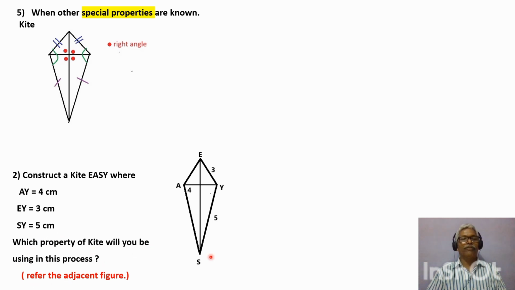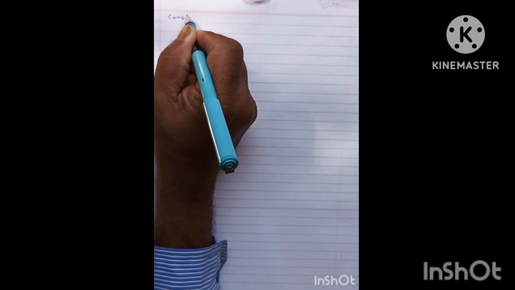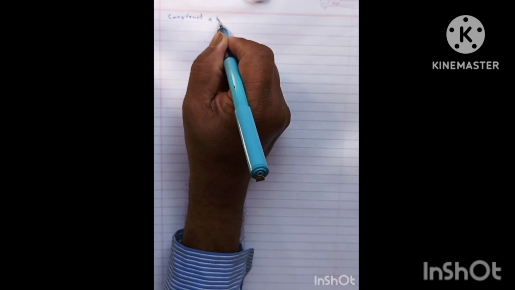Refer to the adjacent figure. So this figure is given: EASY, EY is 3 given here, AY is 4 given here, and SY is 5 also given. So we will copy this on the paper sheet and then discuss the construction. Copy down the given data on the paper sheet where you will draw the construction. I'm reading it.